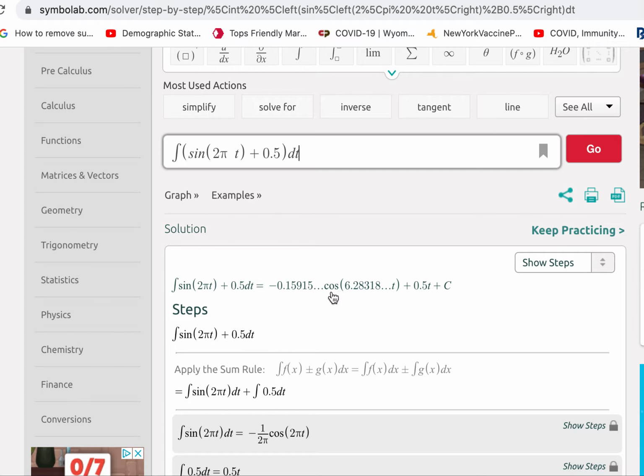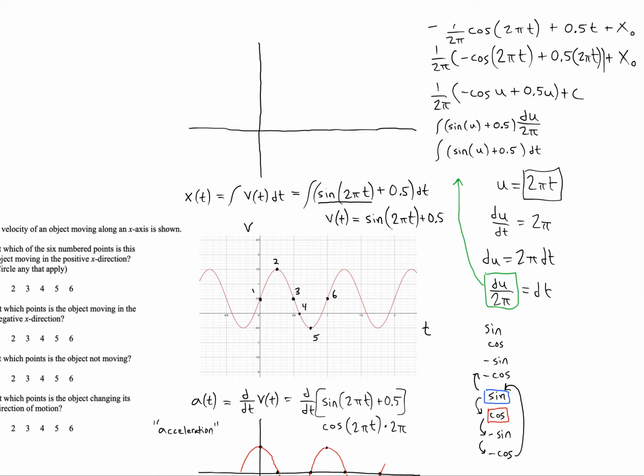All right, as you can see, it's got cosine. Okay, so negative 0.159 cosine of 2 pi t plus 0.5 t plus a constant. So that is good. It matches. Now we should graph it. But one problem is we don't know where to start because there's this constant at the end. That'll be an initial position. So let's just say, for the sake of our example, let the initial position be 0.